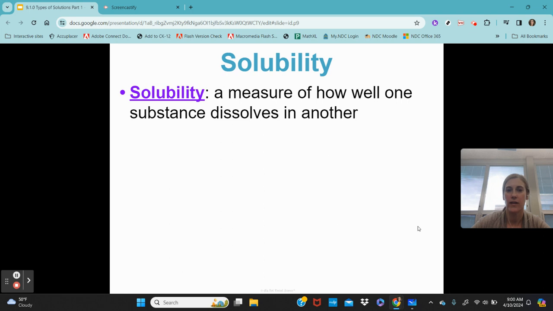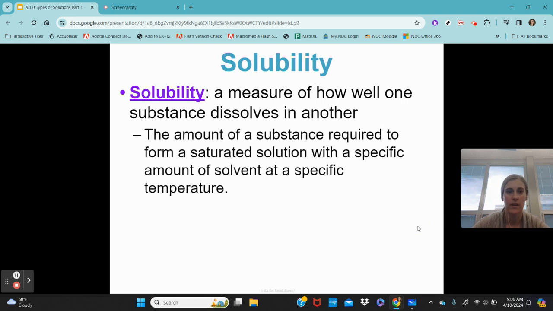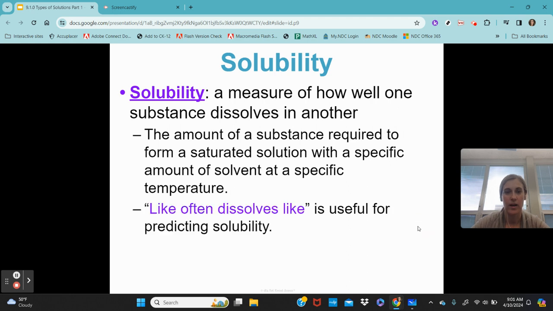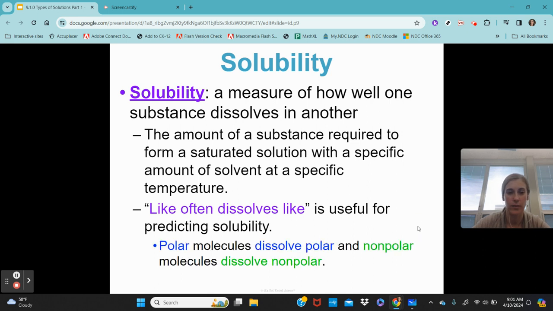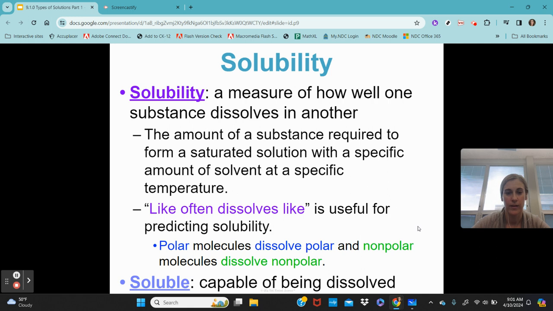Solubility is a measure of how well one substance dissolves in another. This is our last topic. The amount of substance required to form a saturated solution with a specific amount of solvent at a specific temperature is the slightly more extended definition. "Like dissolves like" is useful for predicting solubility. That means polar dissolves polar and nonpolar dissolves nonpolar. Soluble is capable of being dissolved.